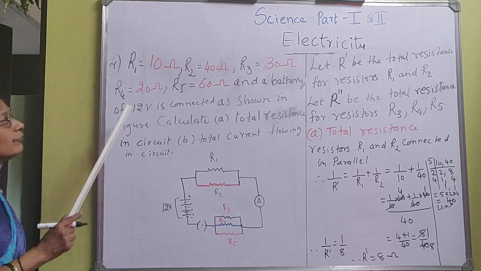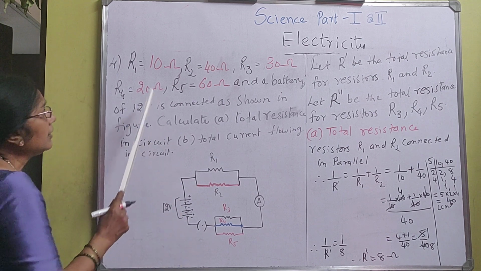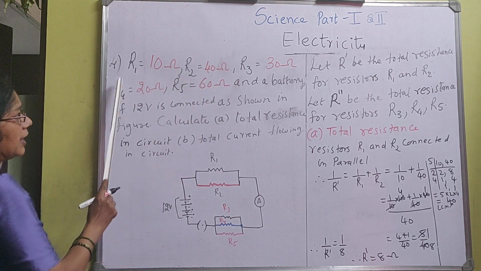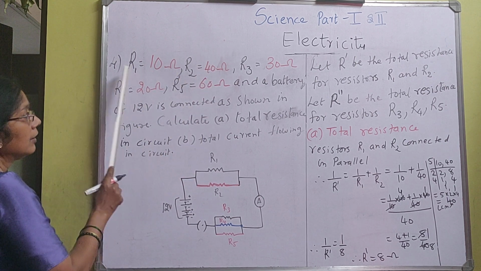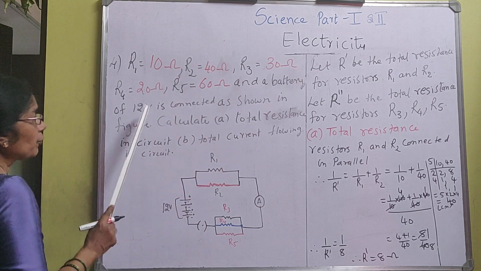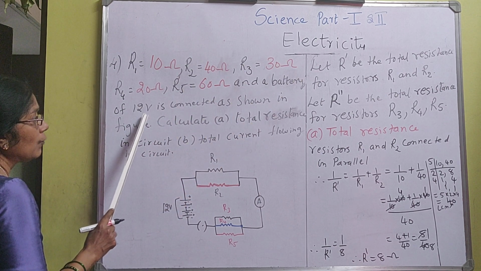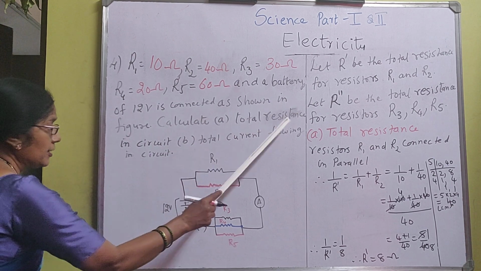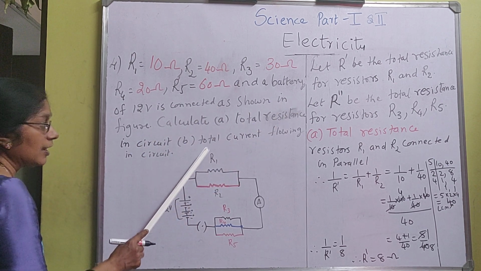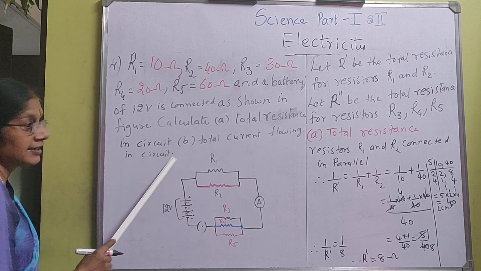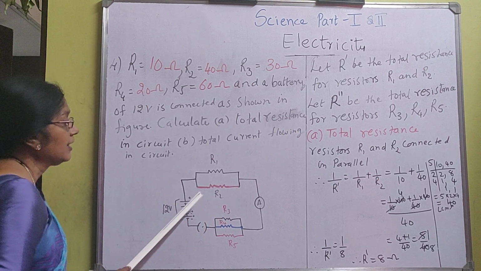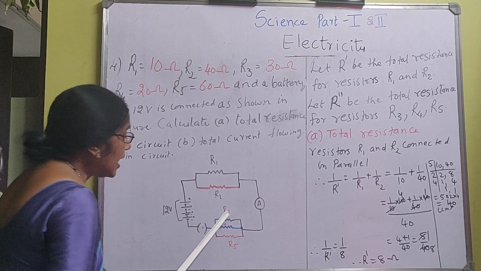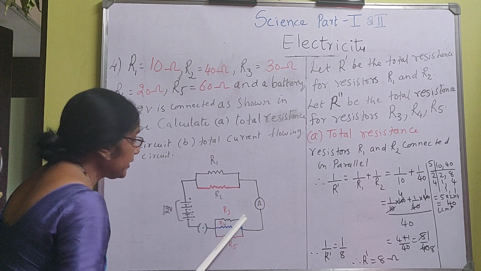Now let us see the fourth sum. In this sum, 5 resistors are given: R1, R2, R3, R4 and R5, and a battery of 12 volts, that is a potential difference of 12 volts, is connected as shown in the figure. You have to calculate the total resistance in the circuit and the total current flowing in the circuit. Let us see the diagram for this. Here you can see R1 and R2 are connected in parallel. R3, R4 and R5 are also connected in parallel.